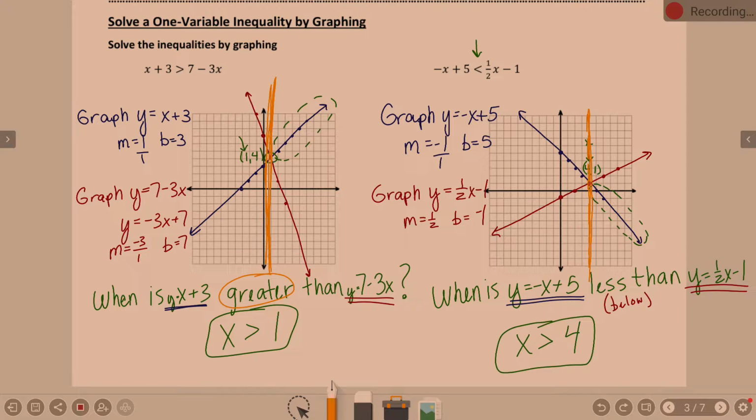Now, okay, do you want the shortcut? I still want you to be able to graph them, but if you're concerned about getting the right answer, could you check yourself? Could I add 3x over here and get 4x? Subtract 3 over here and get 4. 4x greater than 4, divide by 4. X greater than 1. Does my answer match? Can we go back to our basic solving techniques to check ourselves?